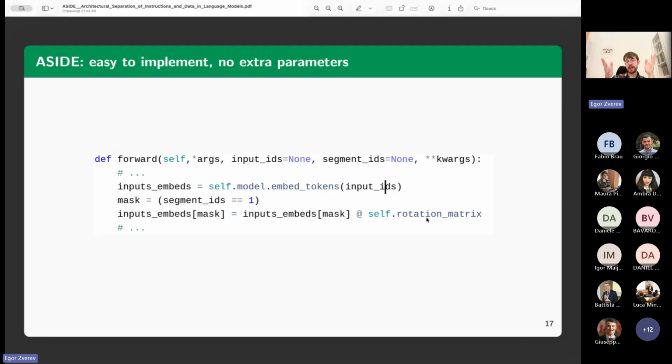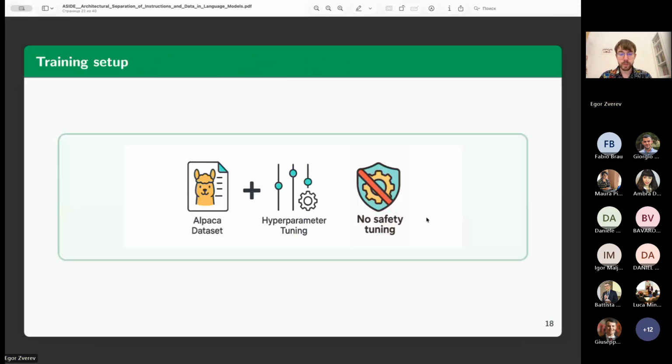There's lots of, of course, fluff in the code of how to train this, etc. But the main idea here is that the implementation of this method is extremely simple. It's just one extra matrix multiplication at the level of embedding, to make embeddings look as different as possible for the LLM.